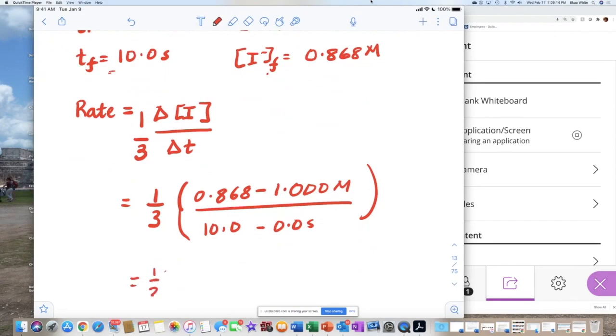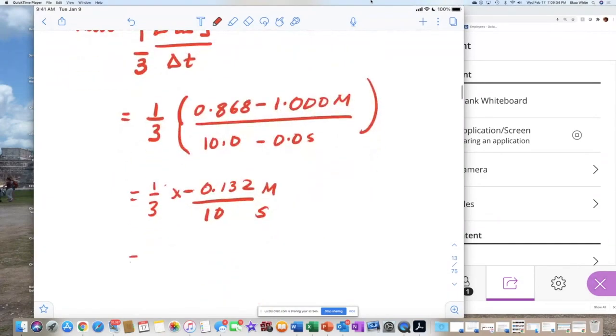Oops. I haven't brought in the negative yet. I'm resisting the urge to do so. Negative 0.132 divided by 10, right? So we got m over s. So we got that number divided by 3 divided by 10. And I get this number right here.